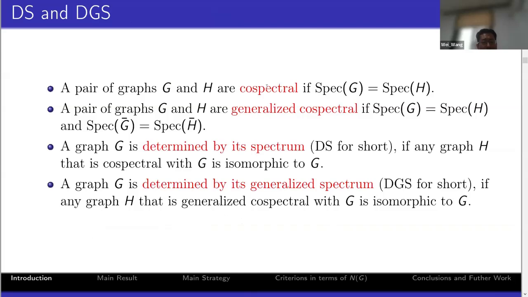Graphs G and H are co-spectral if they have the same spectrum. Graphs G and H are generalized co-spectral if they are co-spectral, and so are their complements. And a graph G is determined by its spectrum, DS for short, if any graph H that is co-spectral with G is isomorphic to G. We call a graph determined by its generalized spectrum, DGS, if any graph H that is generalized co-spectral with G is isomorphic to G. So these are the basic definitions.